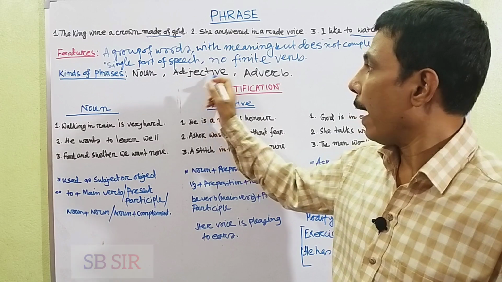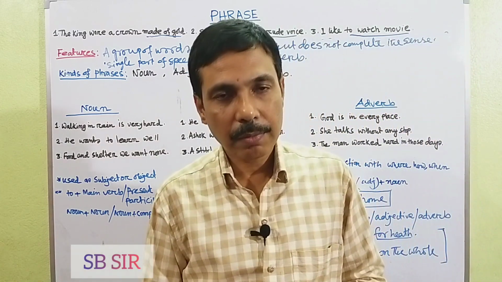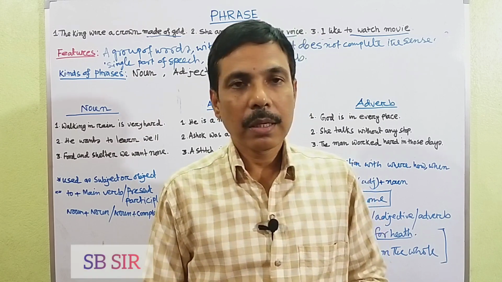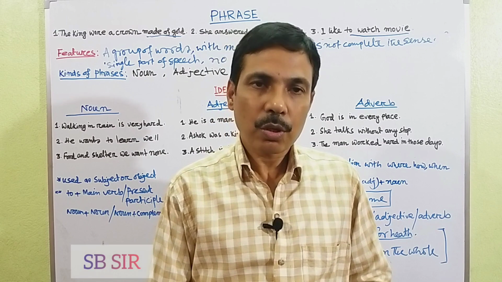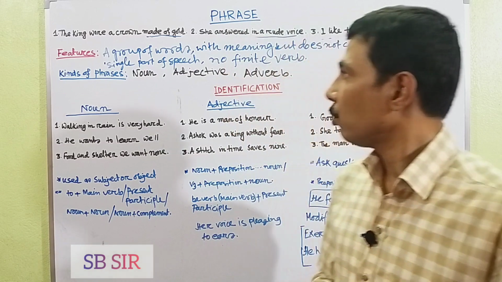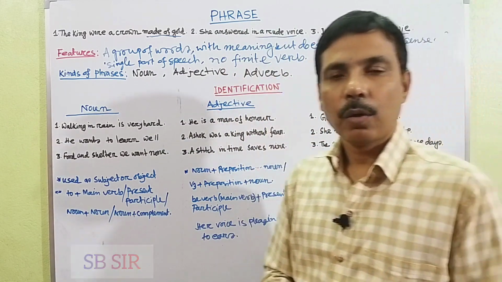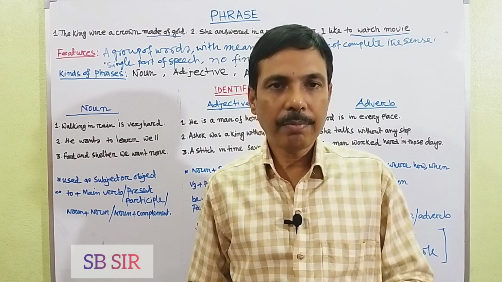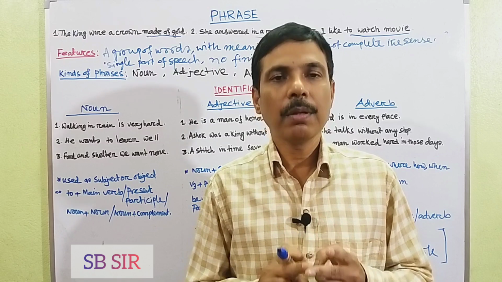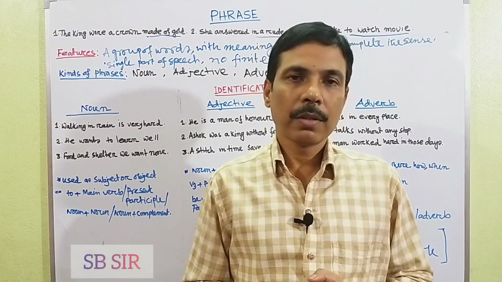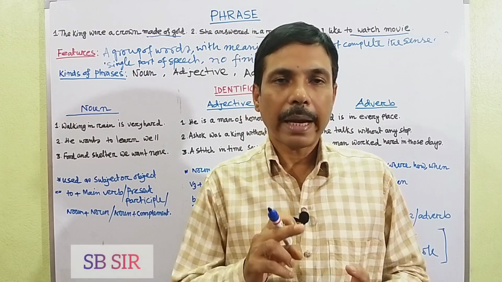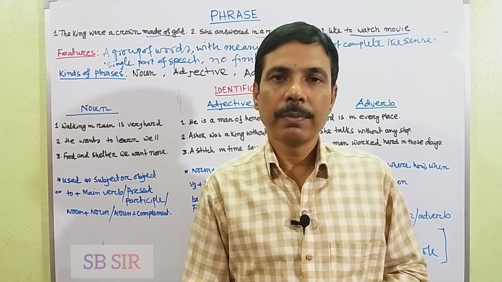Next, adjective phrase. Adjectives modify a noun or pronoun. Adjective phrase is used as an adjective. So this phrase modifies a noun. Number 3, adverb phrase. We know adverb modifies a verb, number 2 an adjective, or number 3 another adverb. So this adverb phrase modifies a verb or adjective or another adverb.